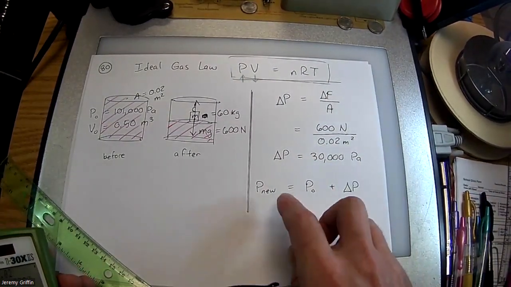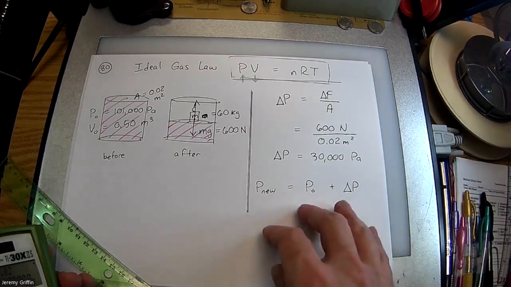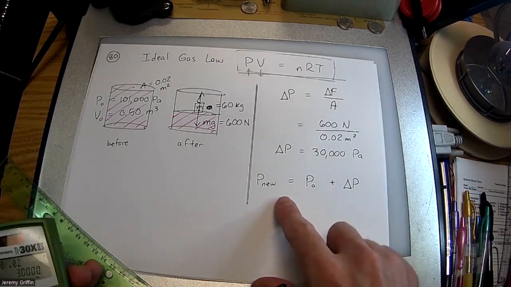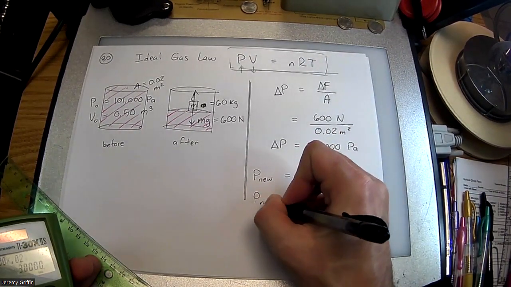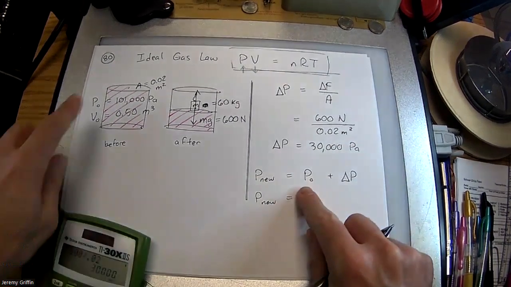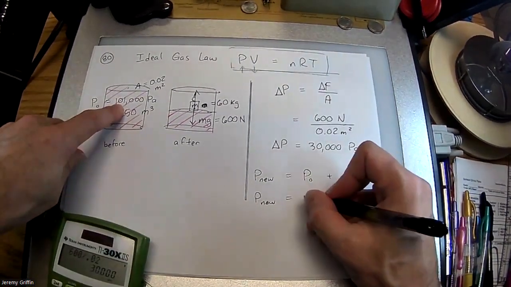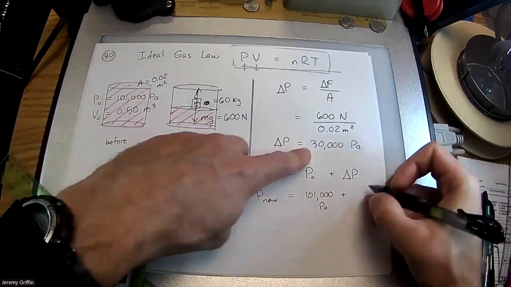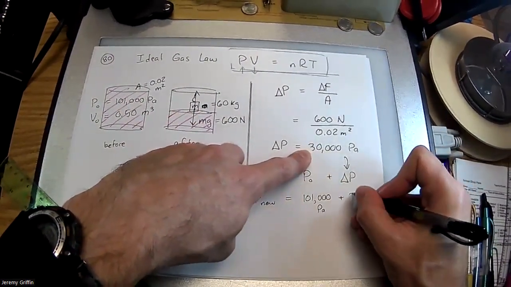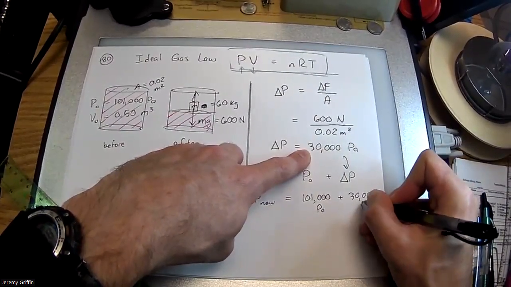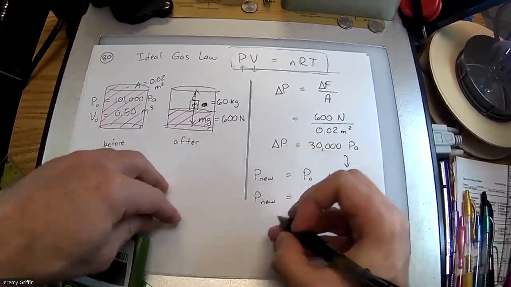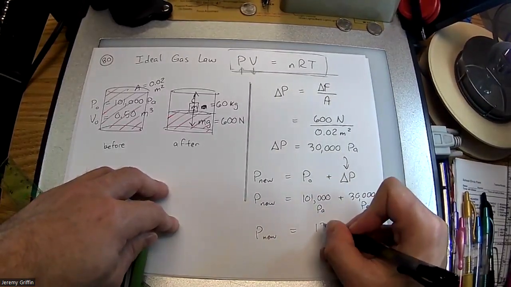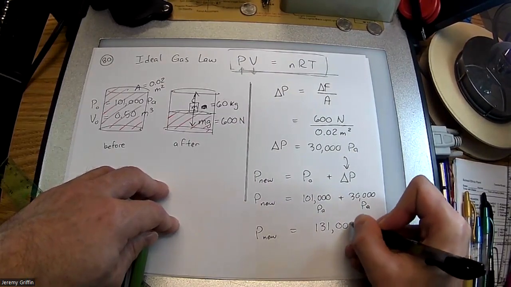Like last semester, the new velocity is the original velocity plus the change in velocity. But now we have pressure. The new is the old plus the change, right? Well, the new pressure is equal to the old pressure, which was 1 atmosphere, so that's 101,000 pascals, plus the change in pressure, what we just found, in pascals. Therefore, putting it all together, the new pressure is this many pascals.